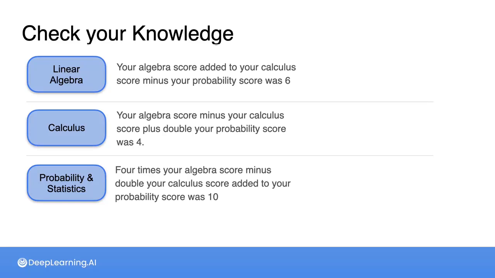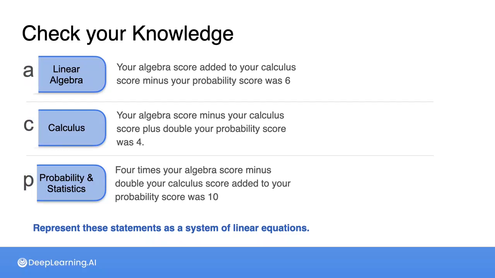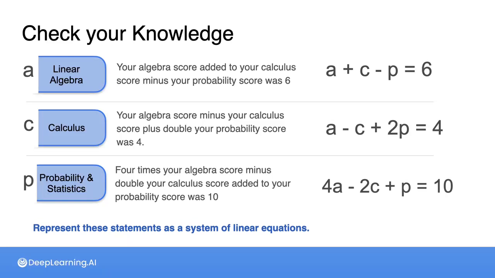Okay, now of course, no instructor is ever going to give you scores like this. That would be ridiculous. But take a moment to think about these sentences and see if you could represent these statements as a system of linear equations. If we let A represent your linear algebra score, C represent your calculus score, and P represent your probability and statistics score, here is what that would look like.